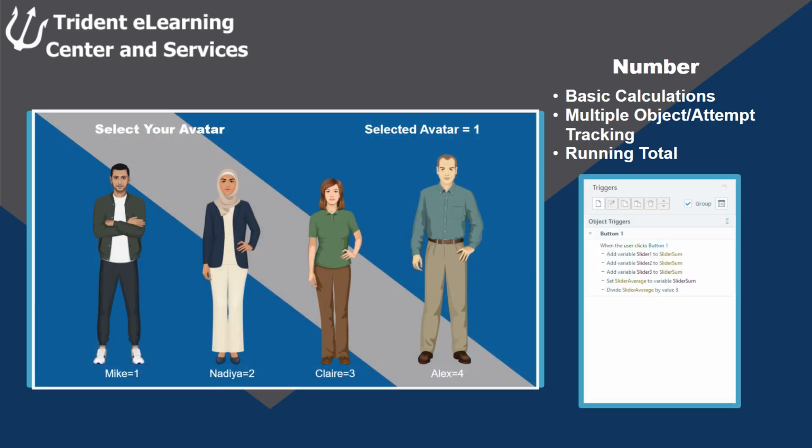Let's say you want the learner to choose one of 5 avatars to represent them throughout the lesson. You assign each avatar its own number value. Then, whenever the lesson needs to display the learner's chosen avatar, a trigger tells Storyline which one to show based on that stored value.